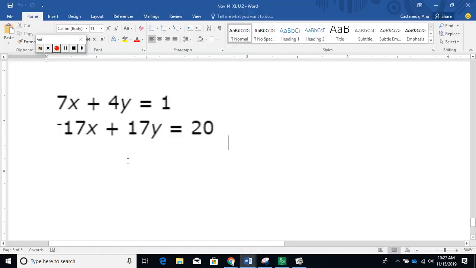So then you're going to type in the first equation. Please type in the first equation: 7x plus 4y equals 1. Type it in exactly the way you see it. Don't add anything to it. Don't take away. If it says plus, you put plus. If it says minus, you put minus. The numbers that they are, that's what you write.